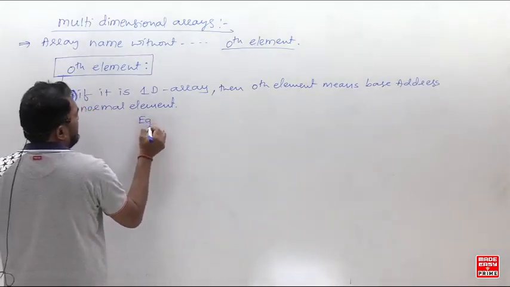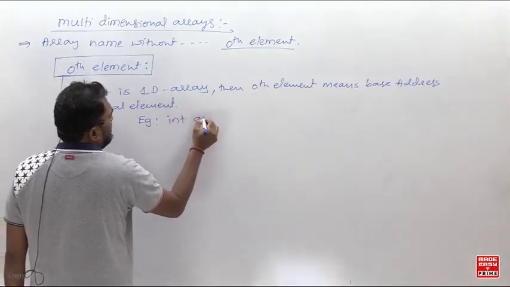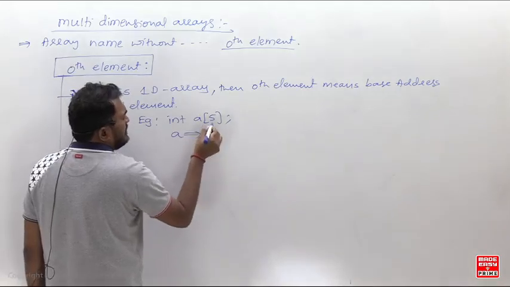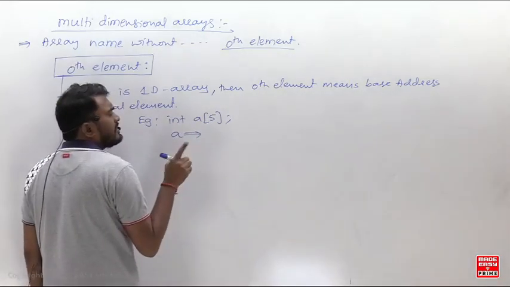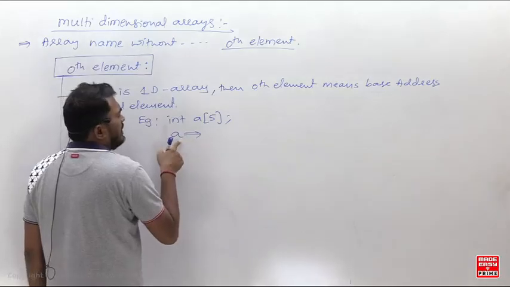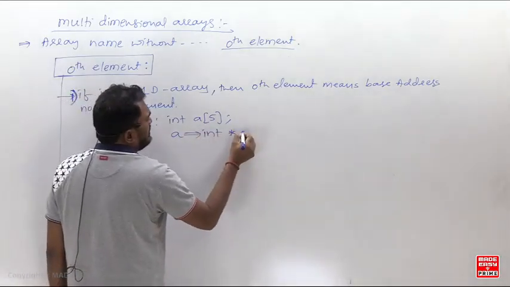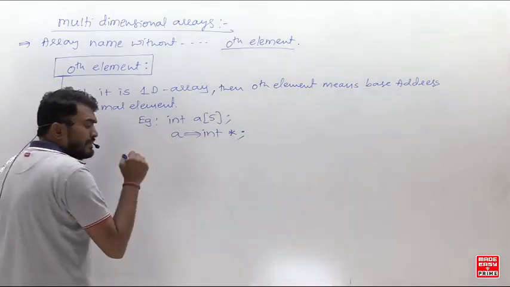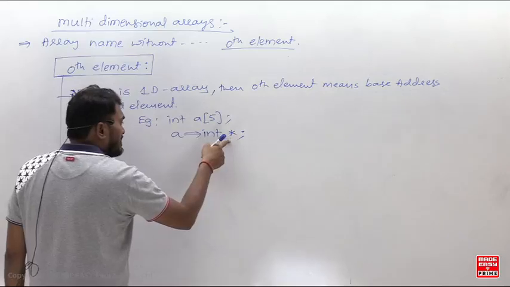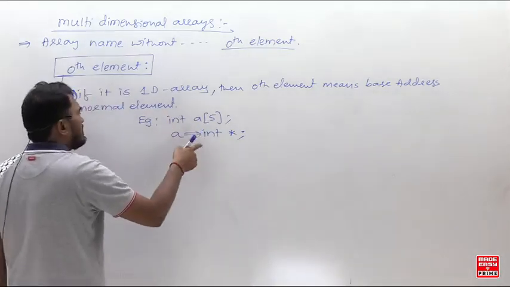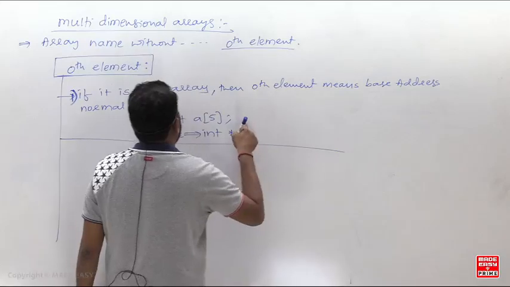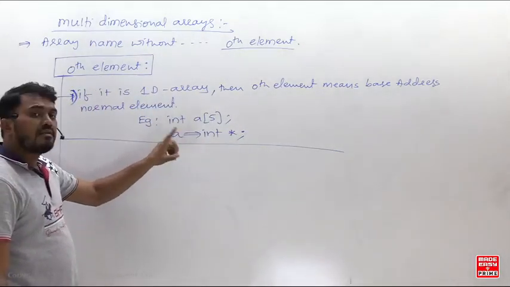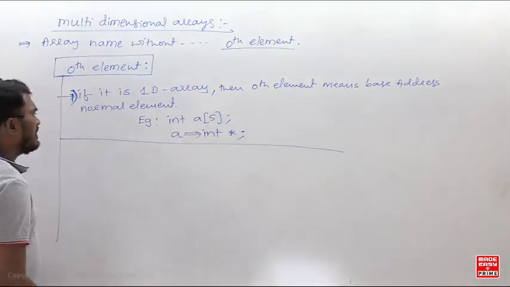Okay, look here. Example, this you know already. If I declare int a[5], then a means the base address of the zeroth element. The zeroth element is a normal element, so what will the type be? int star. So a is the base address of the zeroth element, a normal element, so the type is int star. This 1D array we already studied in class, so copy this example. You will understand everything.